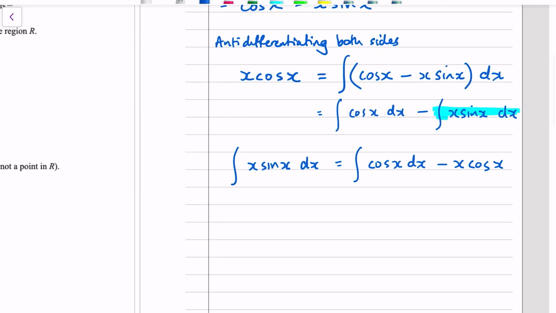And then we just have to anti-diff cosine. The antiderivative of cosine is sine of x. We need a plus c somewhere, let's put it at the end. Okay, and that is the answer.